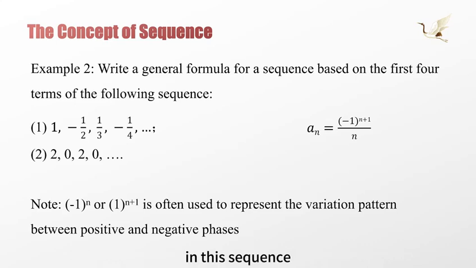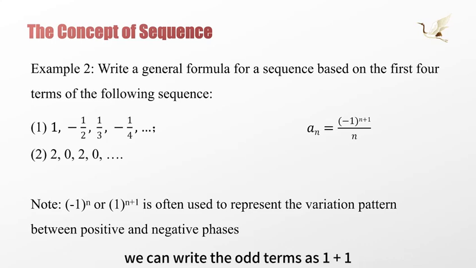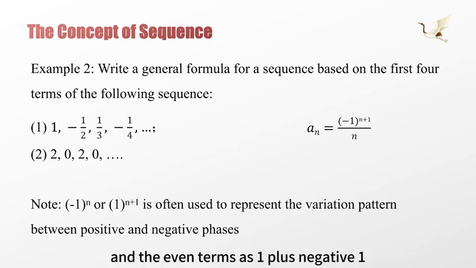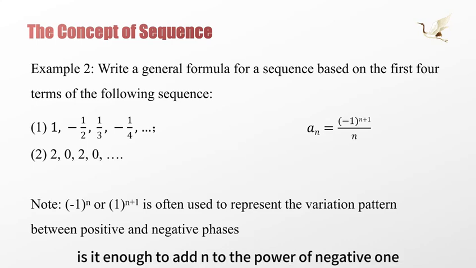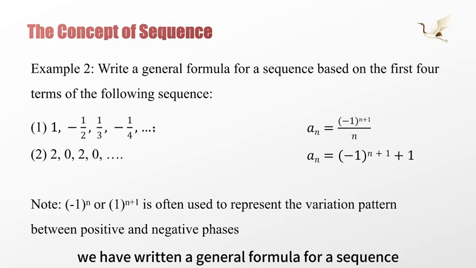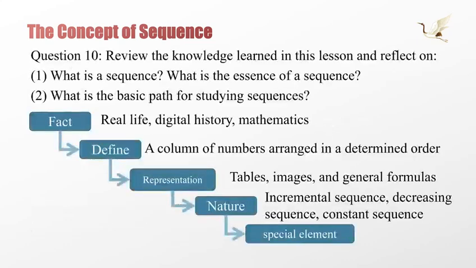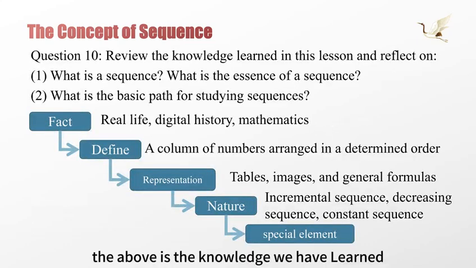In this sequence, the odd terms are 2 and the even terms are 0. We can write the odd terms as 1 plus 1 and the even terms as 1 plus -1. How can we make the odd terms be 1 and the even terms be -1? We just talked about it. Is it enough to use -1 to the power of n plus 1? In this way, we have written a general formula for the sequence, where a_n equals (-1) to the power of n plus 1, and then plus 1. The above is the knowledge we have learned in this lesson.